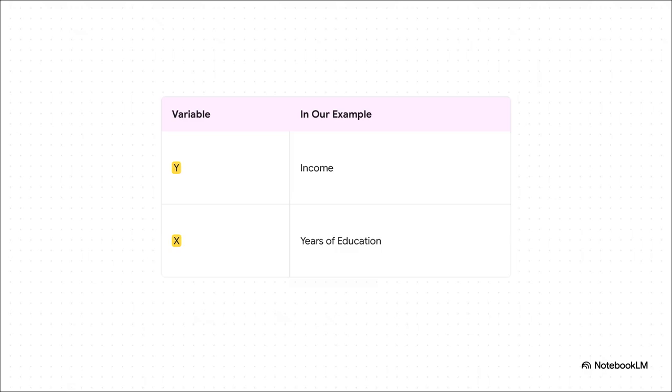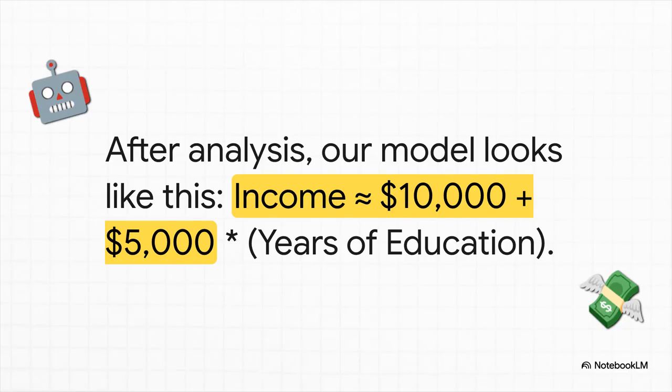Simple as that. Now, imagine we've crunched all the numbers, we've run our data through the regression model, and it spits out an equation that looks something like this. All of a sudden, those abstract symbols become actual dollar amounts. This is our prediction machine. But the big question is, what does it actually tell us?